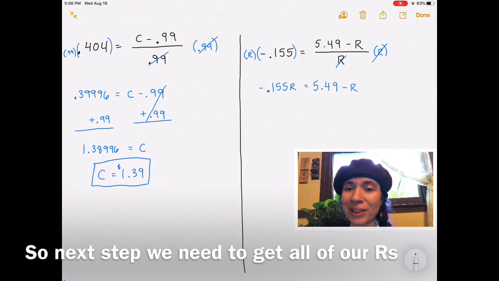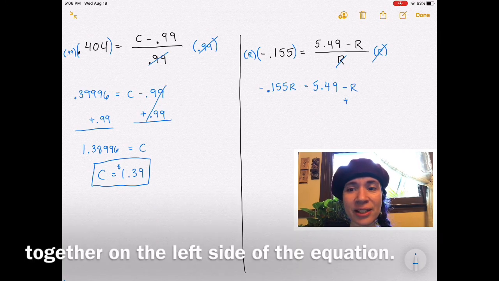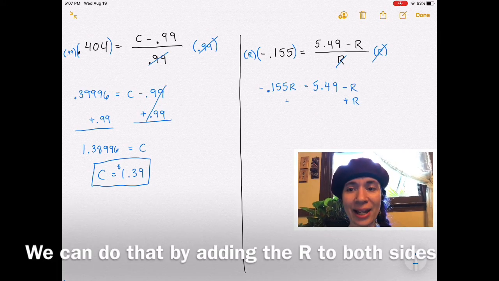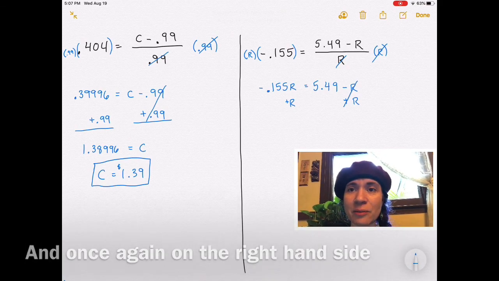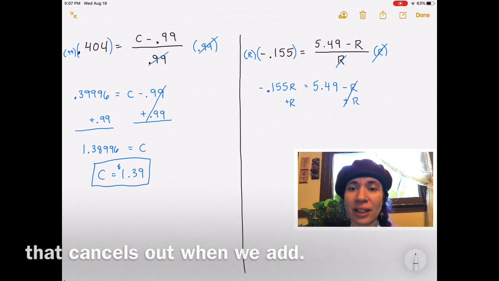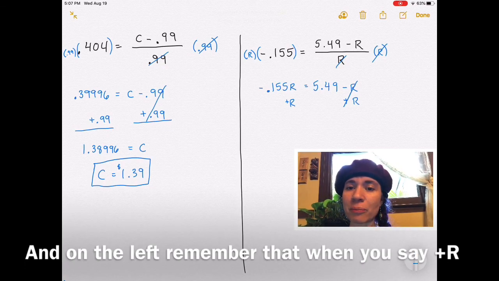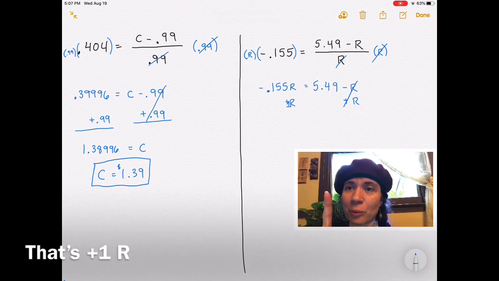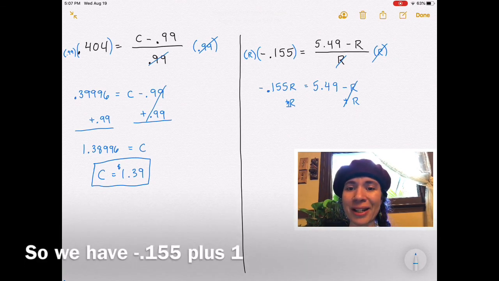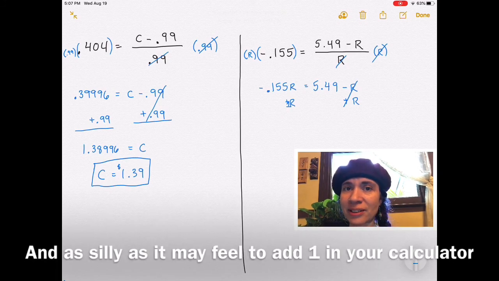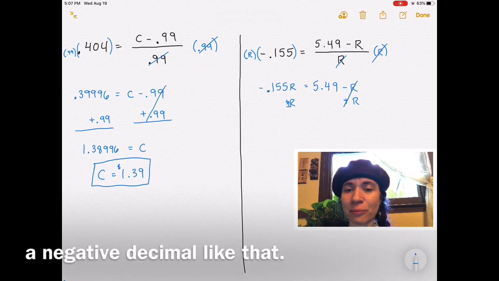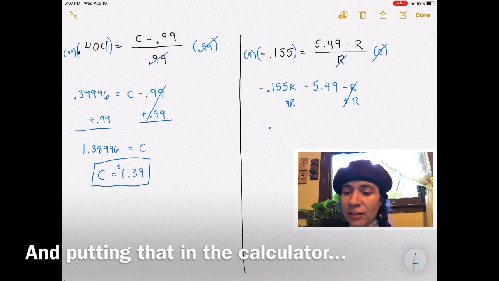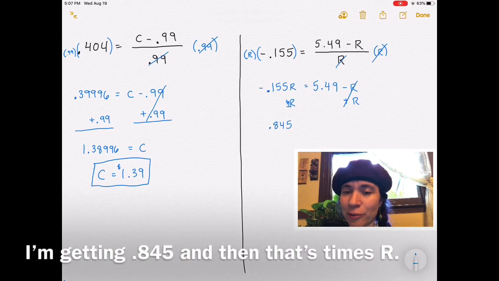So next step, we need to get all of our R's together on the left side of the equation. We can do that by adding the R to both sides. And once again, on the right-hand side, that cancels out when we add. And on the left, remember that when you say plus R, that's plus 1R. So we have minus 0.155 plus 1. And as silly as it may feel to add 1 in your calculator, just do it when you're adding it to a negative decimal like that. And putting that in the calculator, I'm getting 0.845.